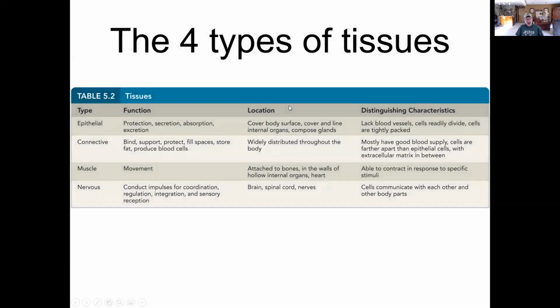So we've got 4 major types of tissues that are discussed in chapter 5, and you see those listed here on this table 5.2. I am not going to really go into any detail of these 4 at this particular moment in time. I think it would be helpful to peruse the function and location, and as it mentions, their distinguishing characteristics of the 4 major types of tissues. So if you ever want to come back and get the overall big picture of chapter 5, this is an excellent table that does a good job giving you an overall summary of epithelial, connective, muscle, and nervous tissues.